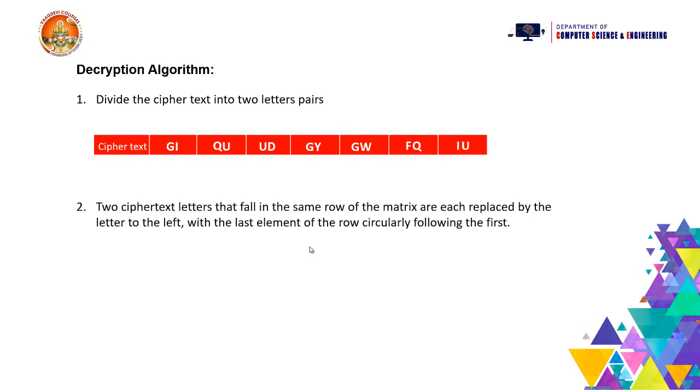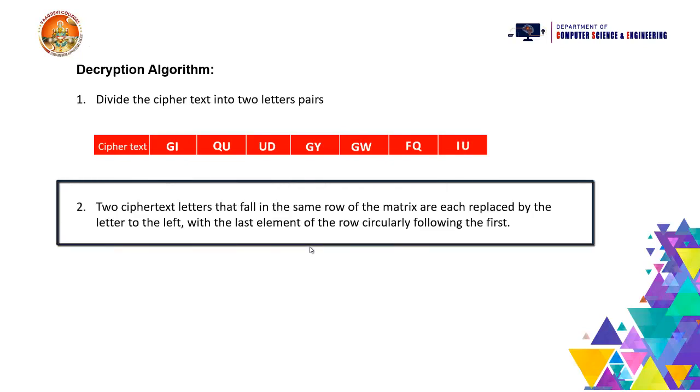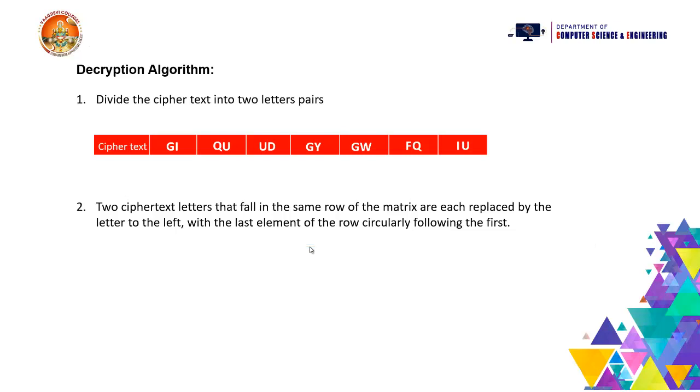The second rule is if two ciphertext letters are in the same row, these letters are going to be replaced with the immediate left letters of that particular ciphertext letter. If that particular ciphertext letter is the first element in the row, it is going to be replaced with the last element in the row.